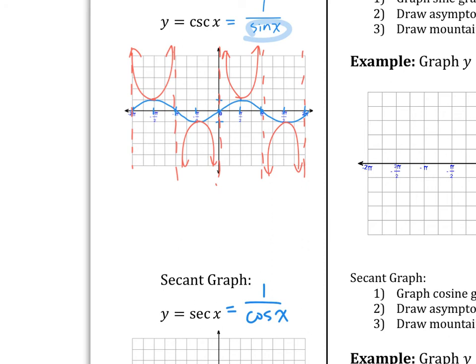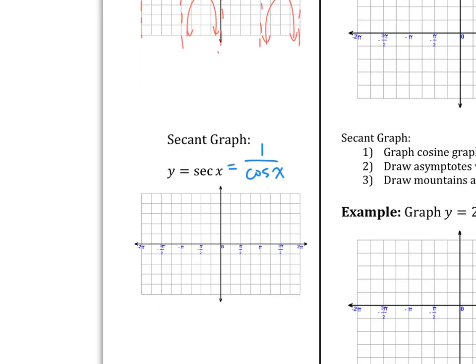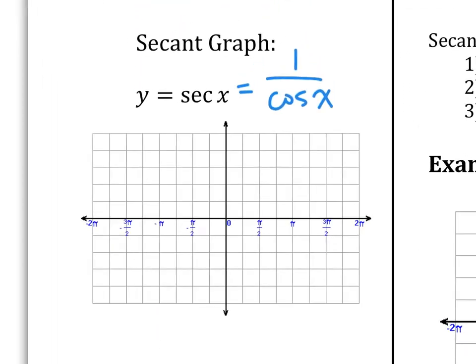So when cosine is 0, we're going to have problems. So we're going to graph the problem graph, which is cosine. We're going to graph cosine on the secant graph. So go ahead and graph your cosine graph.